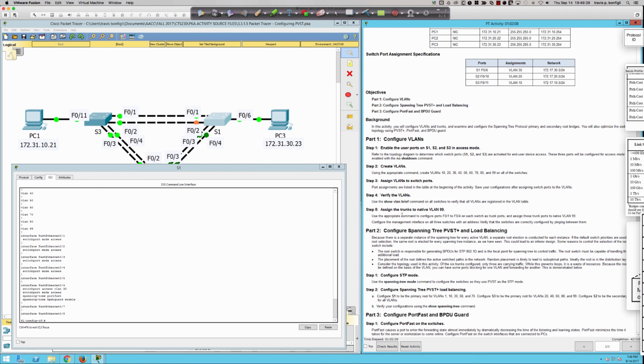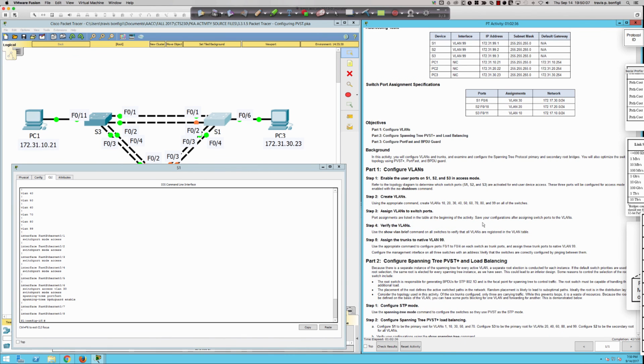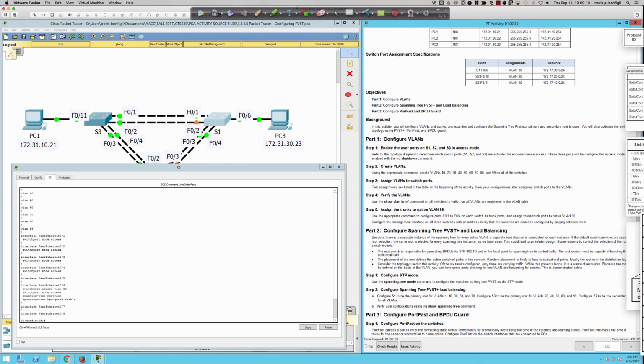Now we're going to go ahead and assign the trunks. And hold on one second here. Port assignments are listed in the table beginning with the activity. Show VLAN brief. Use the appropriate command. Oh, okay, so FastEthernet 0/1 through 0/4 on all of the switches, those are going to be our trunk ports. And we are going to assign those trunk ports to the native VLAN 99. Configure the management interface on all three switches with an address, which is listed up there, 172.31.99.1, 2, and 3, and verify that they are correctly configured.